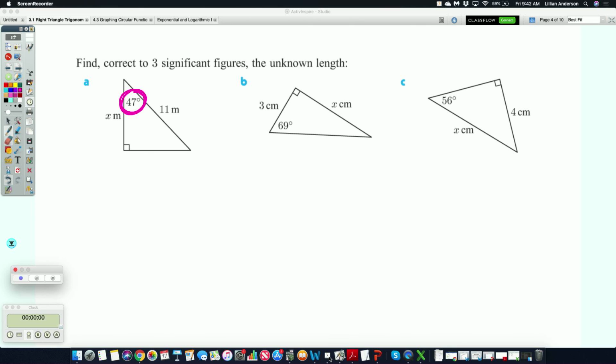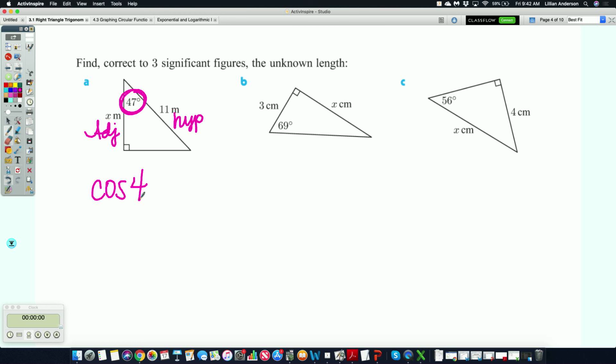It would be my adjacent. Remember, adjacent is another word for next to. It's the side that's next to the acute angle. That's not the hypotenuse. What's the 11? The hypotenuse. It is the hypotenuse. Which trig function has adjacent and hypotenuse? Cosine. So I'm going to set up the equation.